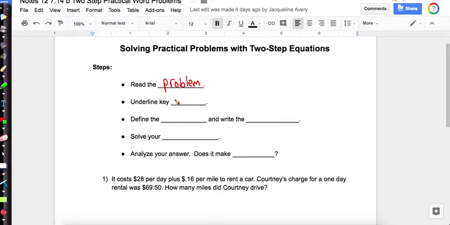Underline key words. Define the variable. And write the equation. Solve your equation. And then analyze your answer. Does it make sense?